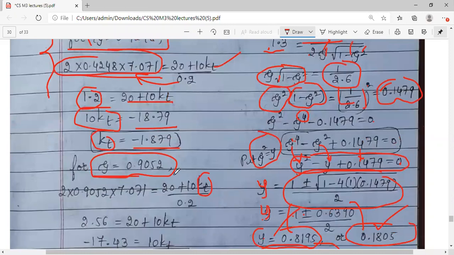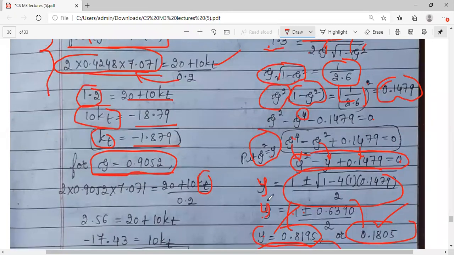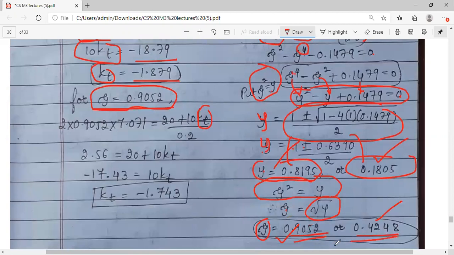Second, if I change zeta to 0.9052, because we got two values of zeta here. Actually we should have got 4 values as I told you, it is fourth order, but 2 values are enough for us because we have taken zeta square is equal to y, or zeta will be root of y. So it is kT multiplied into 0.2, you will get this equal to 20 plus kT, or kT you will get as minus 1.743. So this is the first unknown. You need to find the kT value.